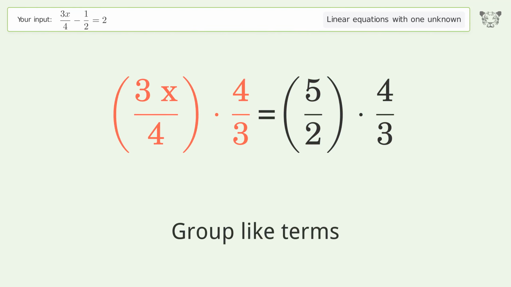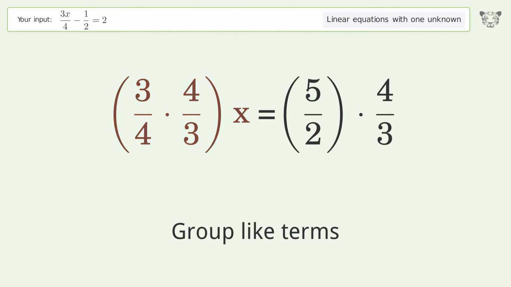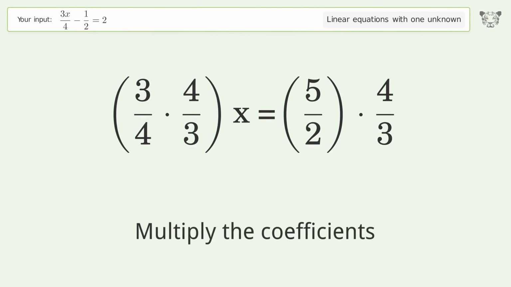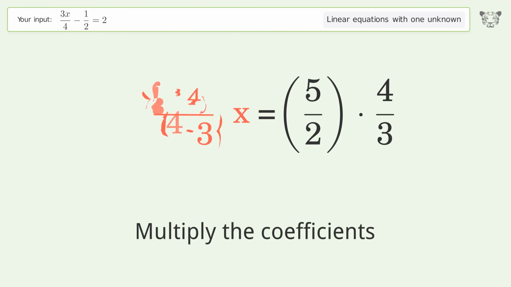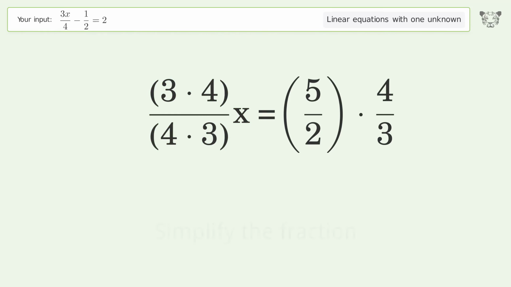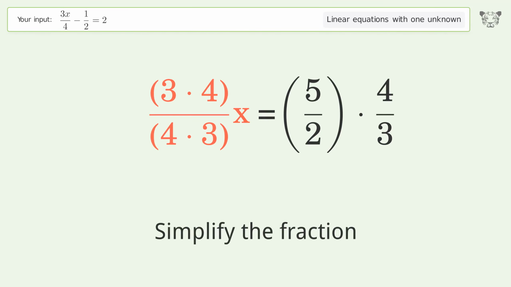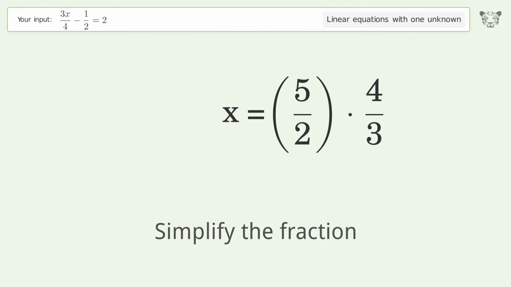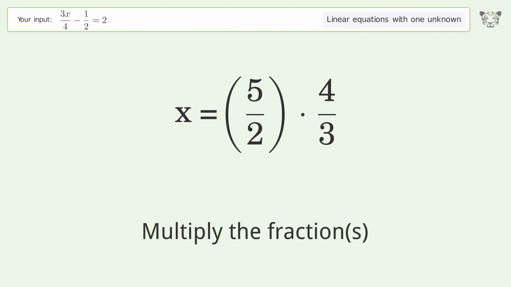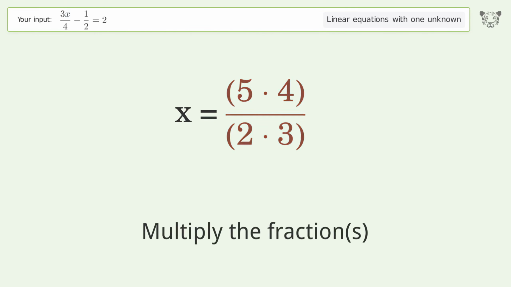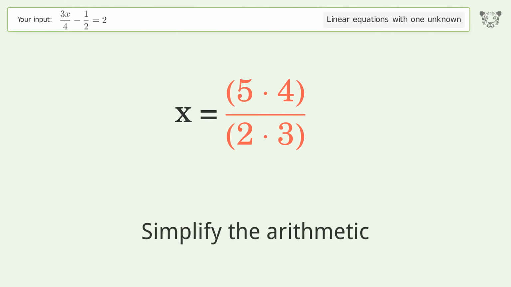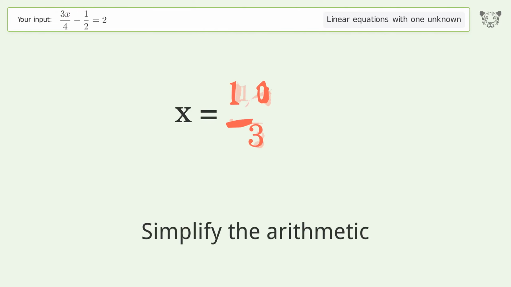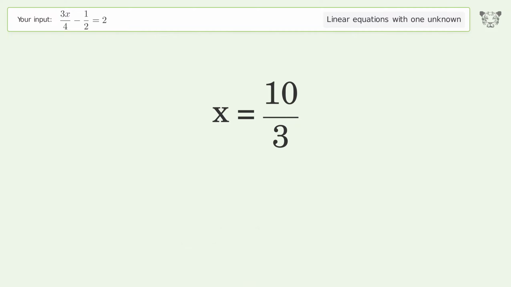Group like terms. Multiply the coefficients. Simplify the fraction. Multiply the fractions. Simplify the arithmetic. And so the final result is x equals 10/3.